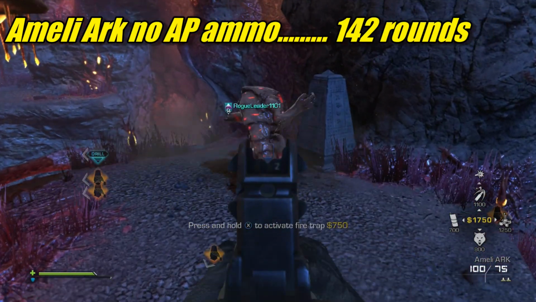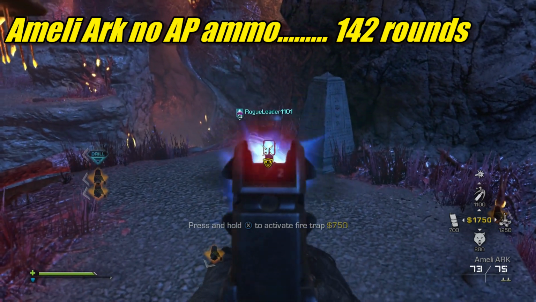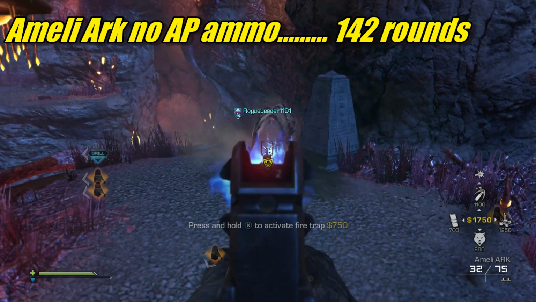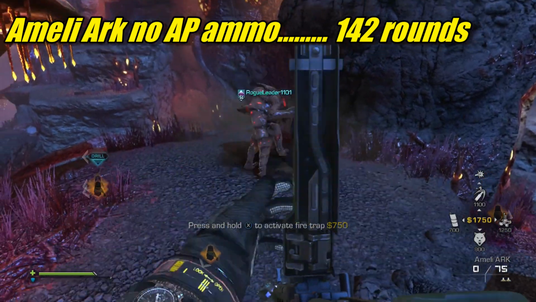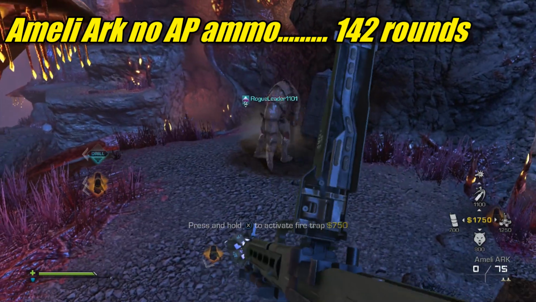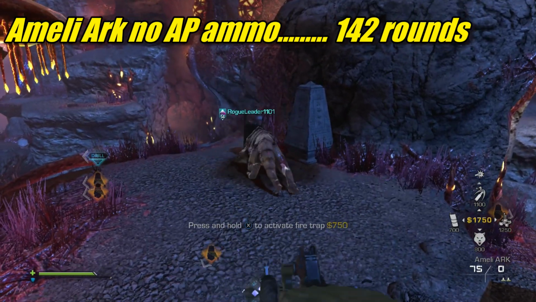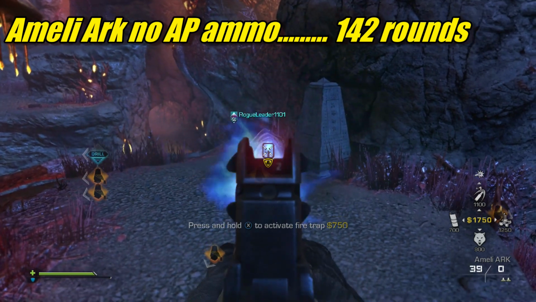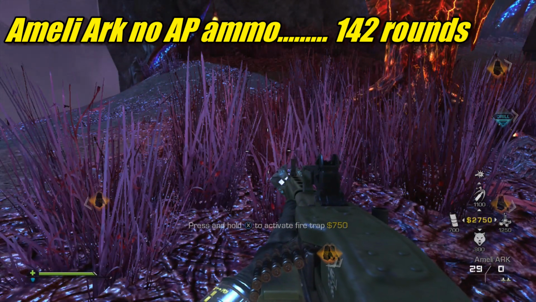But anyways, now that that is out of the way, I want to bring up something here. I goofed up and I did not use AP ammo. I forgot to throw it down once I bought my melee. I felt like an idiot. But then I realized it took me literally 162 rounds, whereas the normal run with AP ammo took me 64.